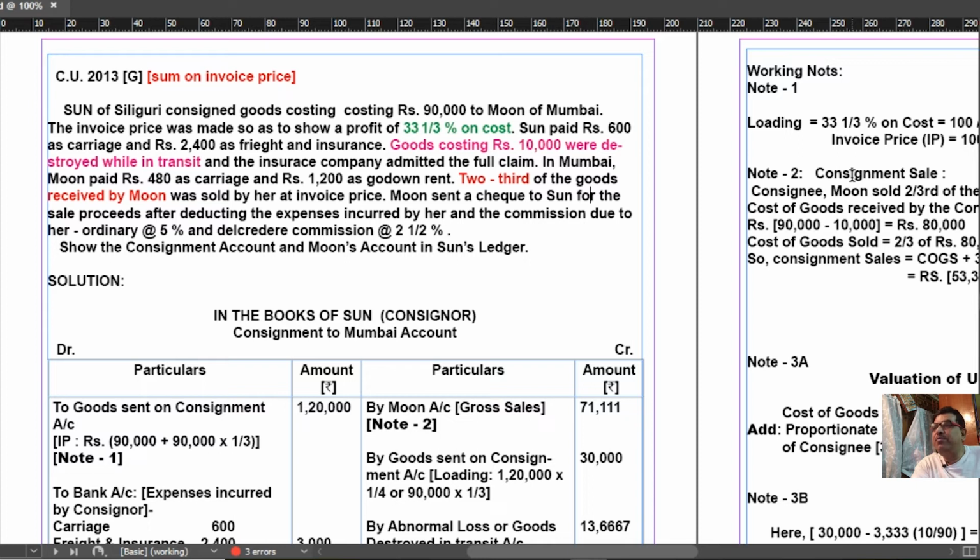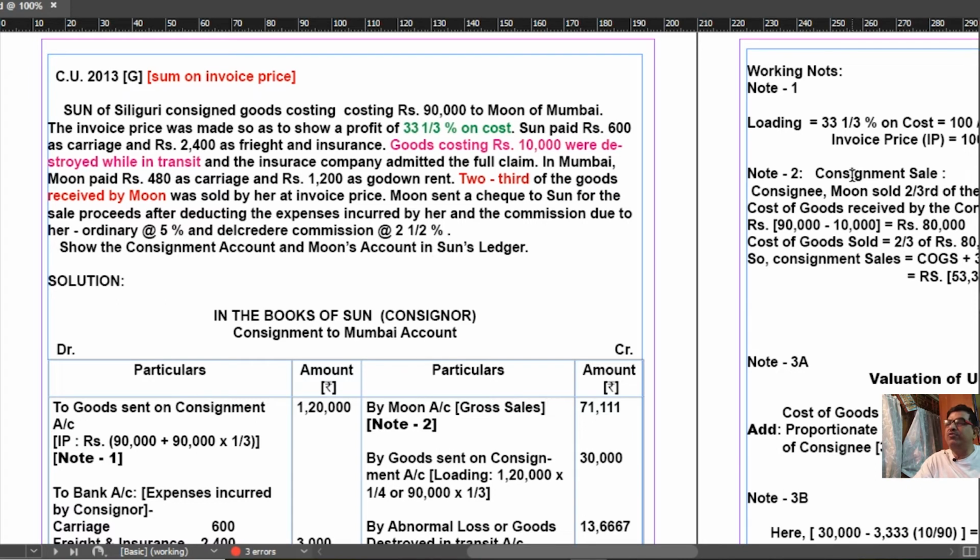Therefore, every piece of information is given here, but in amounts. There is no room for units. Only amounts are given. How much goods? A volume of goods costing rupees 90,000 has been sent. At the same time, it is being sent at a profit of 33 and 1/3% on CP, that means cost price. It is an invoice price. Therefore, at first we have to calculate the invoice price of the goods.